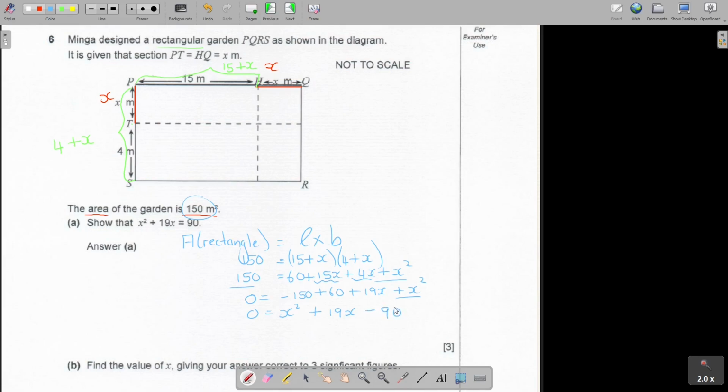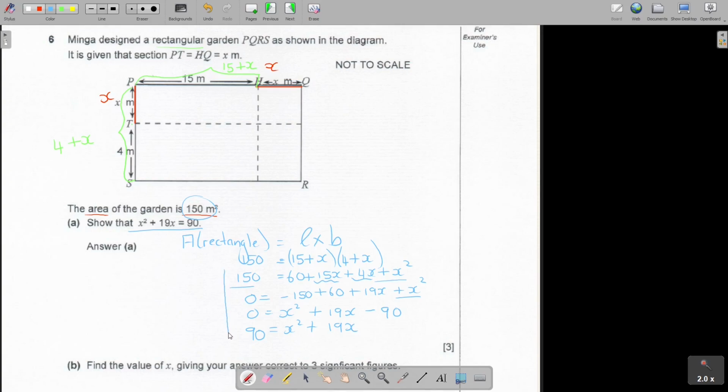Oh, but it seems to me, show that. Okay, so I think because they said show that, I can now just take it back. But I'll show you now also what you could have done. So I take it back. So 90 is equal to x squared plus 19x. Or can I just show you in this step? And I think that's why they put it there.